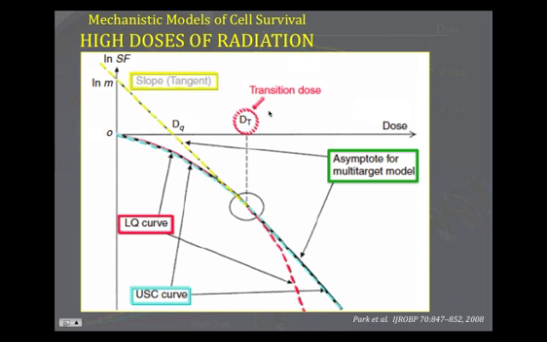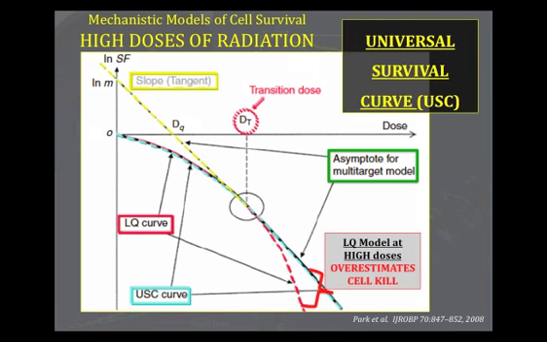So I mentioned to you about the linear quadratic and the single hit multi-target models, and I asked you to pay attention that it was modeling only cell survival in in vitro cell cultures. Now, how does that predict high doses per fraction of radiation?